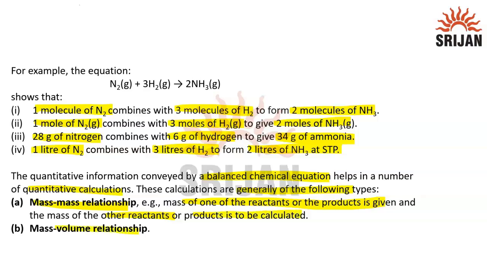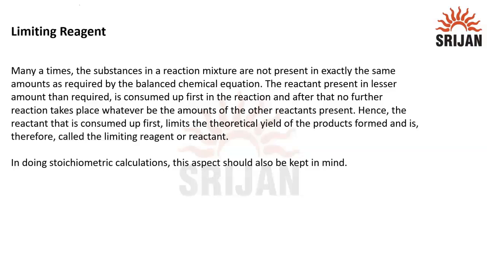Then the second is mass-volume relationship. So in this, we are given the mass of some reactant or product, and then we need to calculate the volume of some other reactant or product whose data is missing. Now the second concept is limiting reagent. Many a times, the substances in a reaction mixture are not present in exactly the same amount as required by the chemical equation. What does it mean?